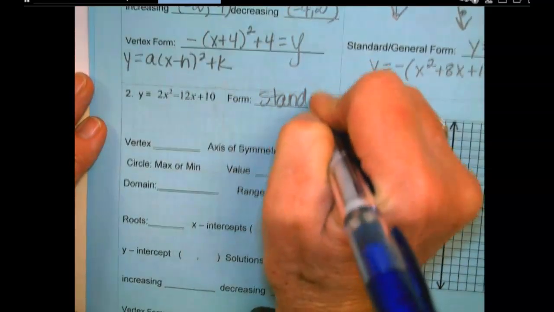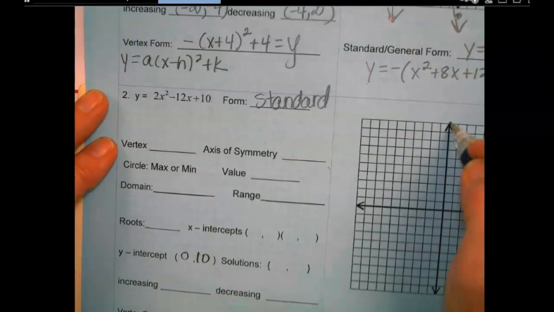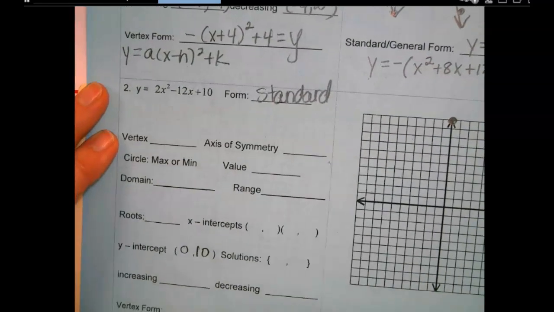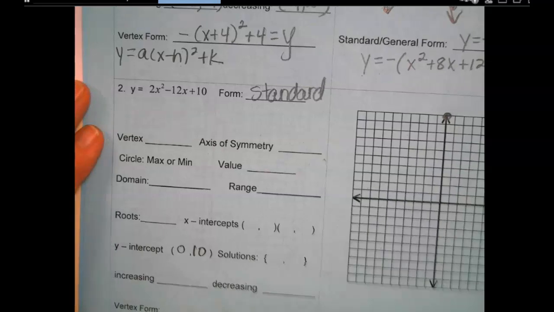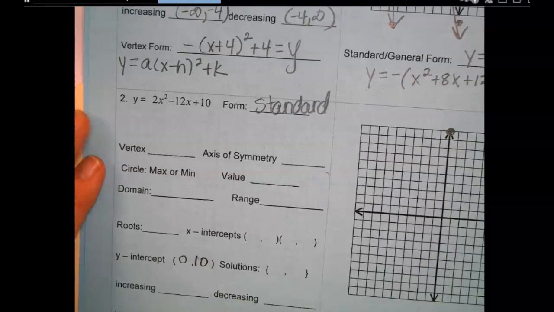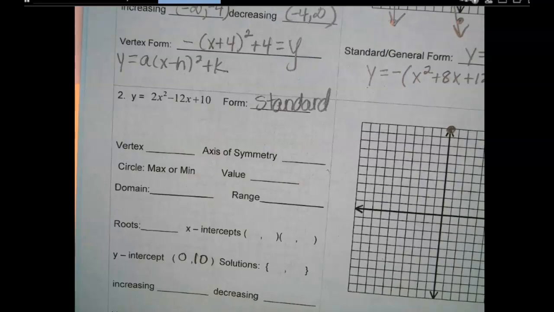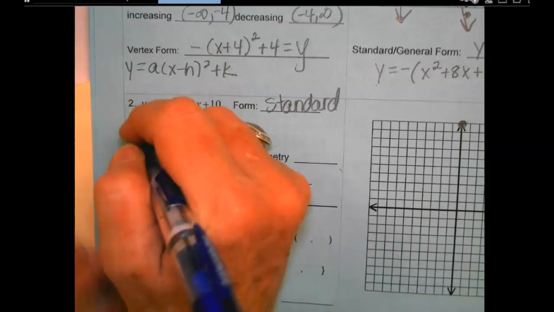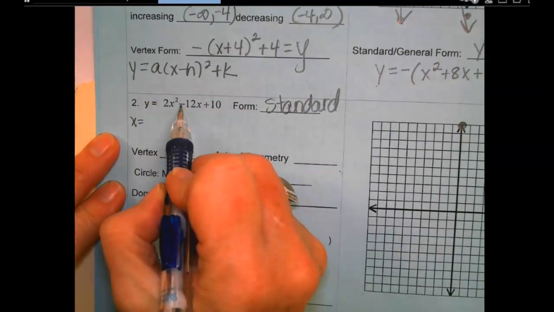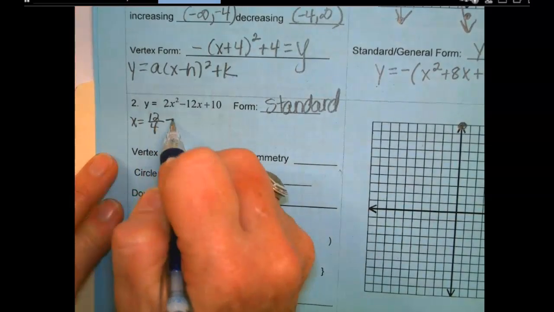Y-intercept. So what is my y-intercept? 0, 10. So let's go ahead and put that on, 0, 10. All right, what's next? How do I get the vertex from standard form? Okay, x equals negative b, so minus the minus is going to be 12 over 2 times 2, which is 4, so my x is 3.